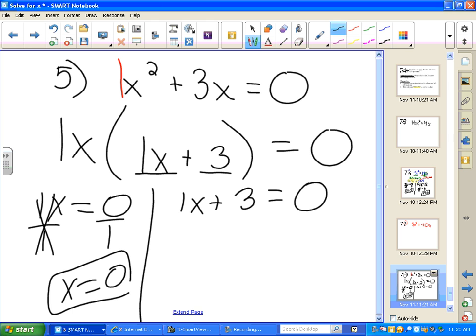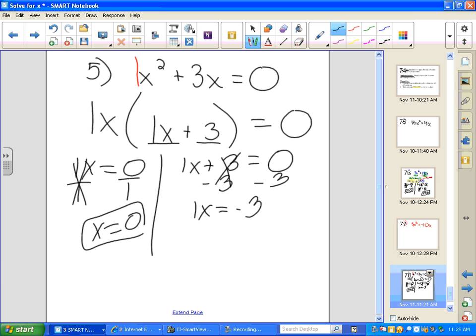Cole, what do we do first to solve this one? Good. Minus 3 on both sides. You get 1x equals negative 3. Elena, how do we get rid of this 1? Good. Divide both sides by 1. So x equals negative 3. Your 2 answers are 0 and negative 3.